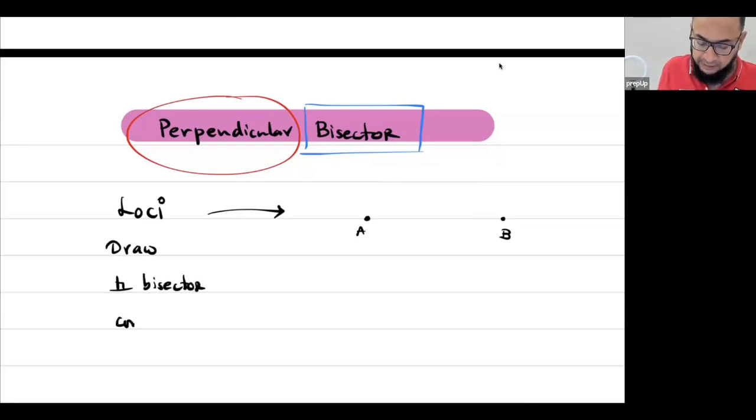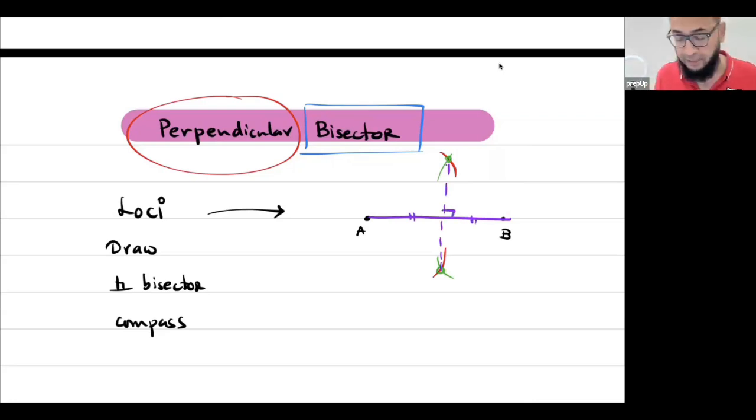You take a compass, you open it more than half, and then you draw an arc. This is just a rough thing. You draw one arc over here, one arc over here, and you join these 2 points. Whatever the length of the line is, that is divided equally. That's how you draw a perpendicular bisector.